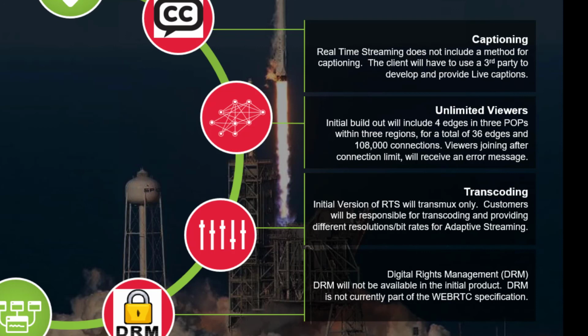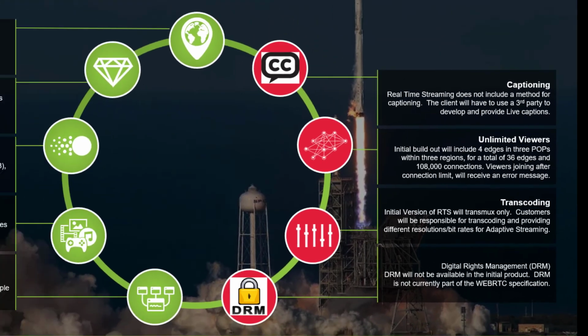Transcoding. The initial version of RTS will transmux only. Customers will be responsible for transcoding and providing the different resolutions and bit rates they want for adaptive streaming. Digital rights management, or DRM. DRM will not be available in the initial product. DRM is not currently part of the WebRTC specification.